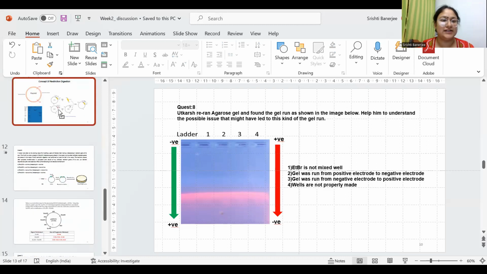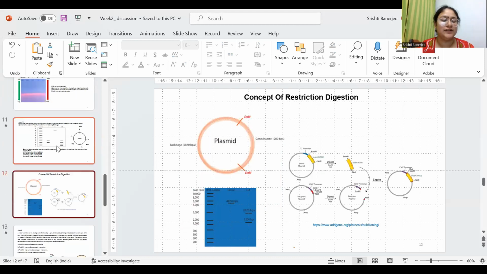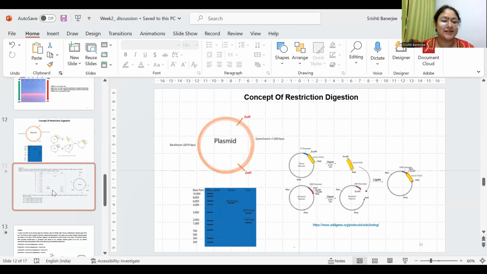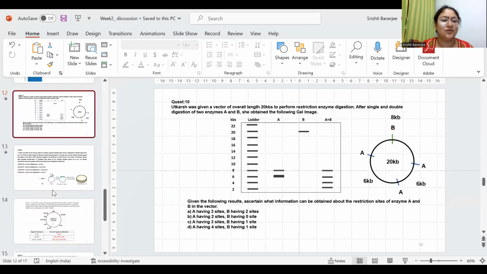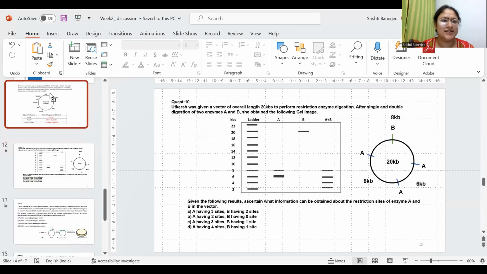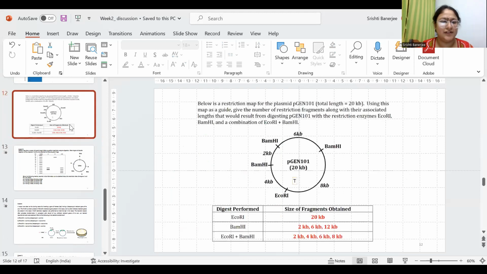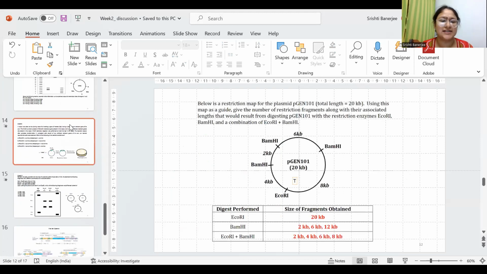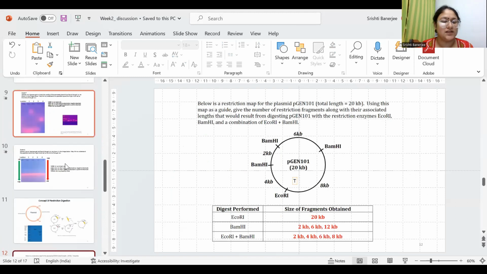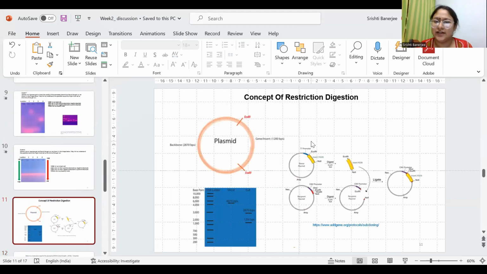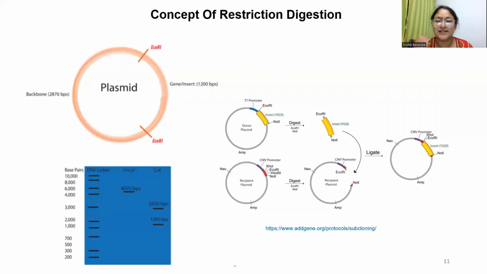Now coming to the very anticipated discussion of restriction digestion. We'll be discussing this in detail, what actually happens, and I'll be taking up some very simple examples and discussing some sums on it. So is gel electrophoresis now clear to all of you? Running the gels, in which direction we should run? Are the questions clear?